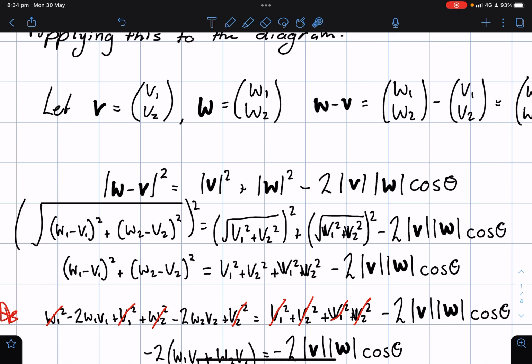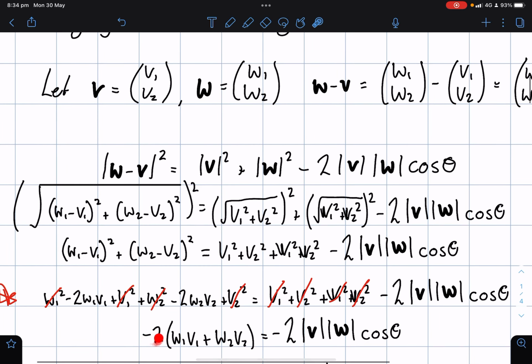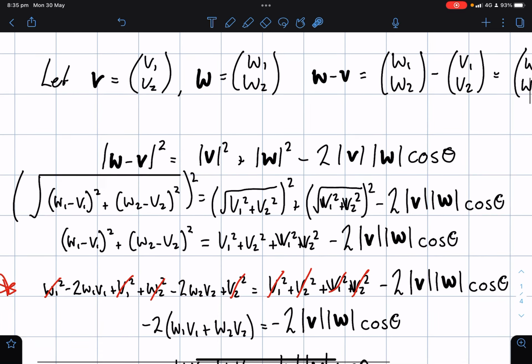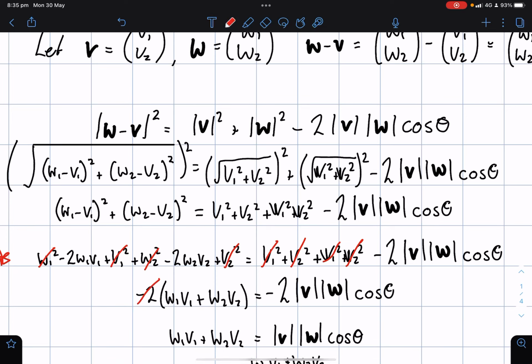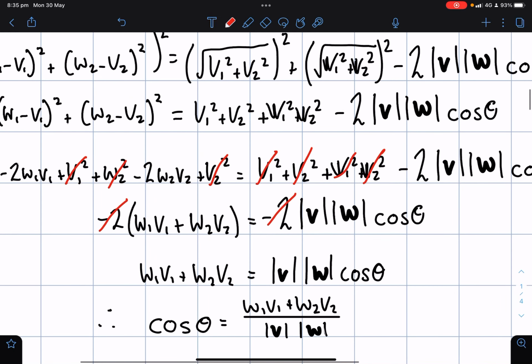So now on this left-hand side, we're left with negative 2 times w1 v1, and then we're also left with negative 2 w2 v2. Now there's a common factor of negative 2 there, so we're going to pull that out the front, and all we're left with is negative 2 times this w1 v1 plus w2 v2. On the right-hand side, we're left with that whole second term, negative 2 times the magnitude of v times the magnitude of w times cosine theta. Now the negative 2's cancel out, because if you divide both sides by negative 2, you end up with negative 2 on negative 2.